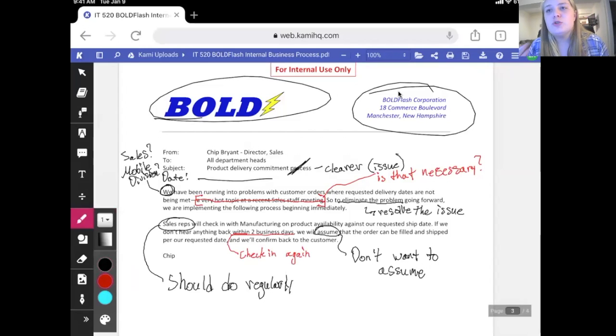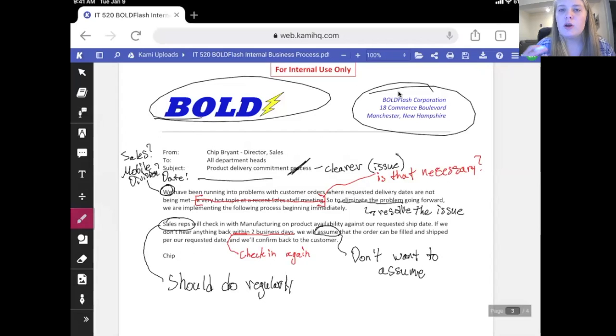And in our future memos regarding a specific order, we would want to say, please reply back to me by this date, or I will check in again on this date. Having a specific hard date gives people a time frame to work in and allows them to plan ahead. So saying we're going to assume this and then confirm back to the customer is not best practice. It could result in frustrations later on. What if it doesn't work out?